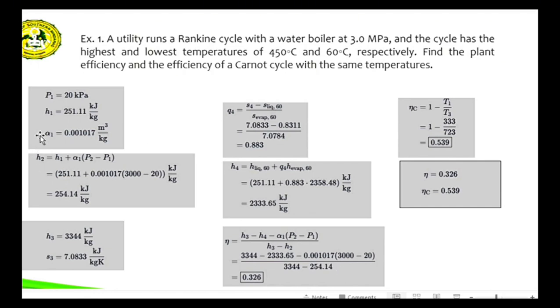So the property table will be significant in answering this problem. The pressure, enthalpy, and specific volume at state 1 are determined from the given temperature and the saturated liquid values from our property table, which is here. I highlighted it to make sure.